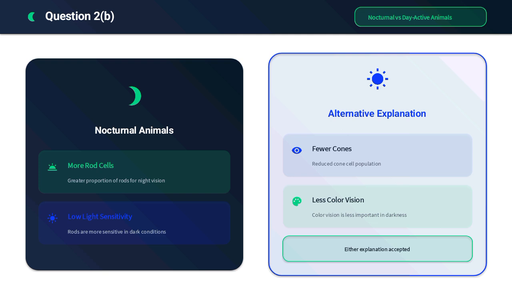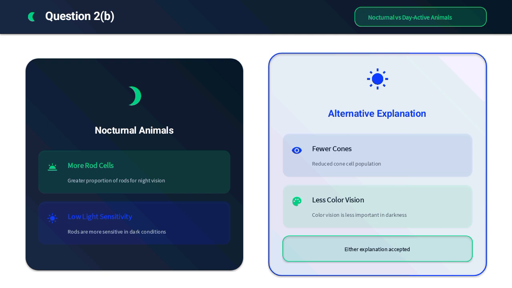They have more rod cells, or a greater proportion of rods in their retina. Why? Because rod cells are much more sensitive to light and work well in low light conditions. They help animals see in darkness.